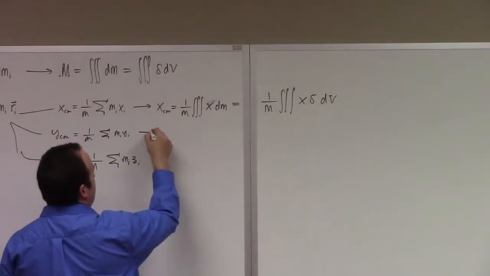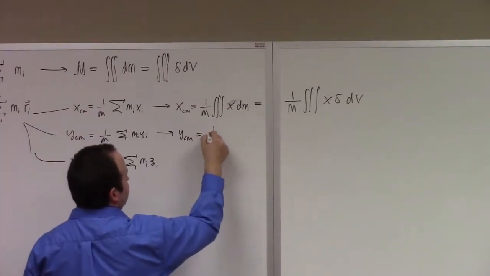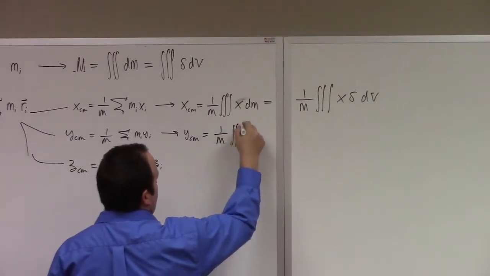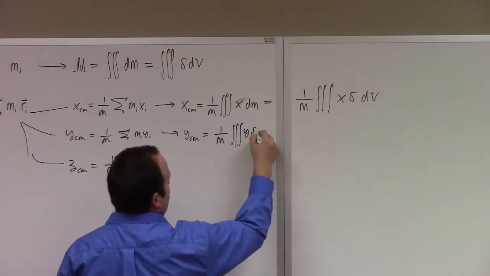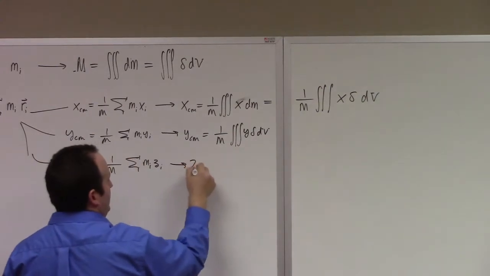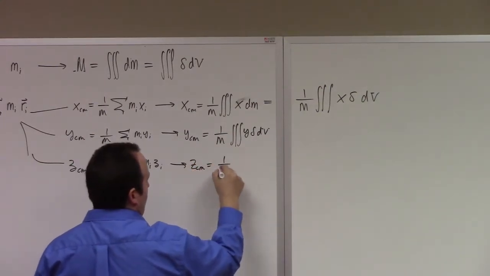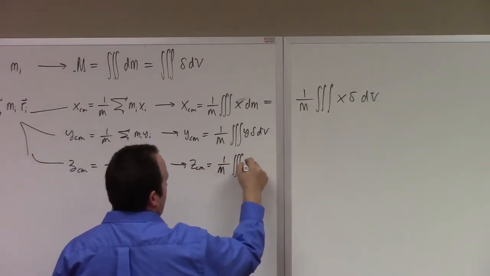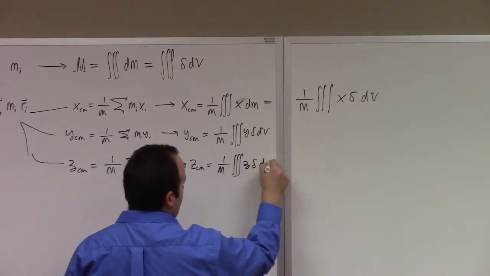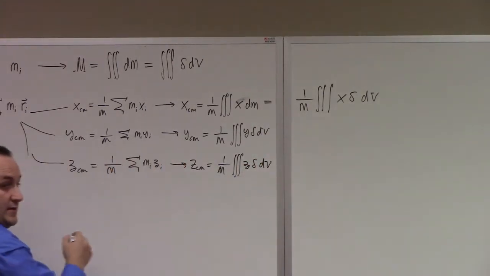And likewise, the center of mass for y, I'll just jump straight to y delta dv, and the center of mass for z, 1 over m, the triple integral of z, the density dv. Okay.